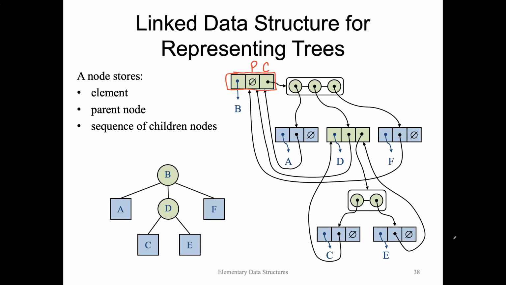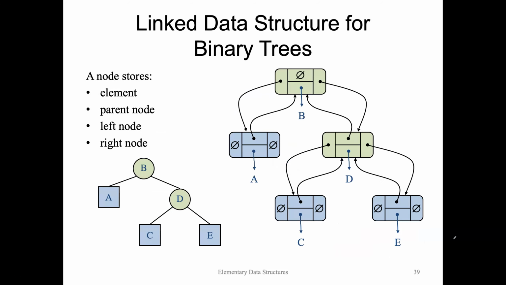Okay, but the amount of space we use is proportional to however many nodes we have, is linear with respect to that. So there's another way that we could implement this a little bit simplified if we know that we're working with a binary tree. And in that case, each node stores its parent, whatever element we're storing at that position, left child, and a right child.